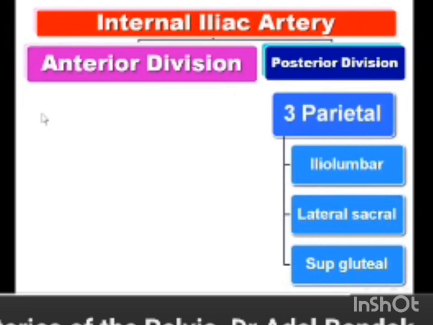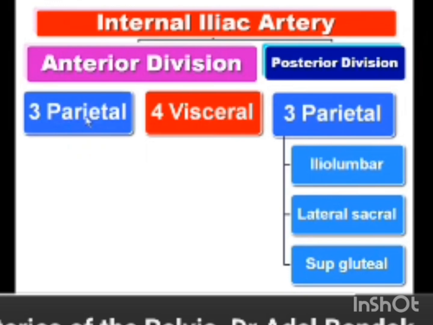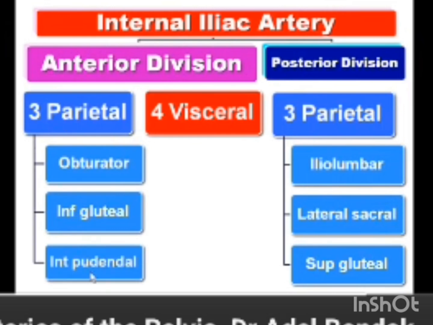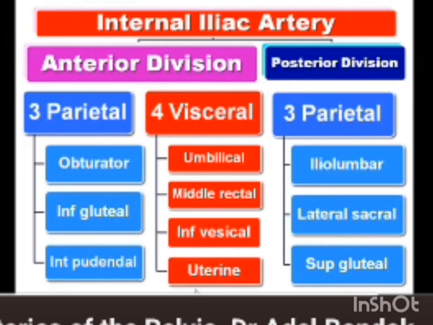Anterior division gives the parietal branches and the visceral branches: three parietal branches and three visceral branches in the male, and four in the female. The three parietal branches: the first one, obturator artery, inferior gluteal artery, and the internal pudendal artery to the external genitalia. The four visceral branches: umbilical artery, middle rectal, inferior vesical in the male or vaginal in the female, and uterine artery. Again, summary of the branches of the internal iliac artery.